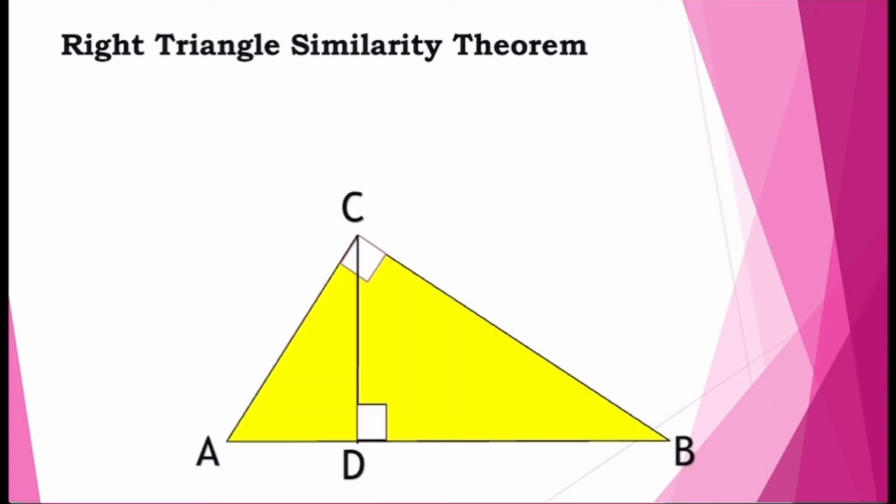Recall that the geometric mean of two numbers a and b is the positive number x such that a is to x is equal to x is to b. If x is the geometric mean of a and b, then x is equal to the square root of a times b.